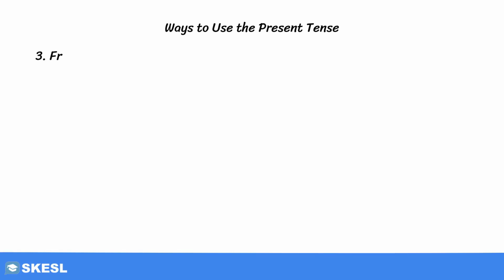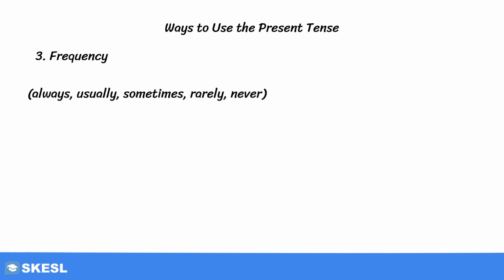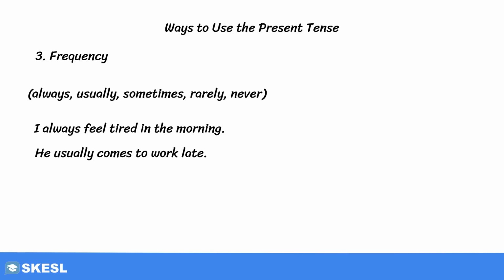Third, we use the present tense with adverbs of frequency. These are words like always, usually, sometimes, rarely, never, etc. These words also tell how often something happens. For example, I always feel tired in the morning. He usually comes to work late. They rarely eat out. She never eats meat.